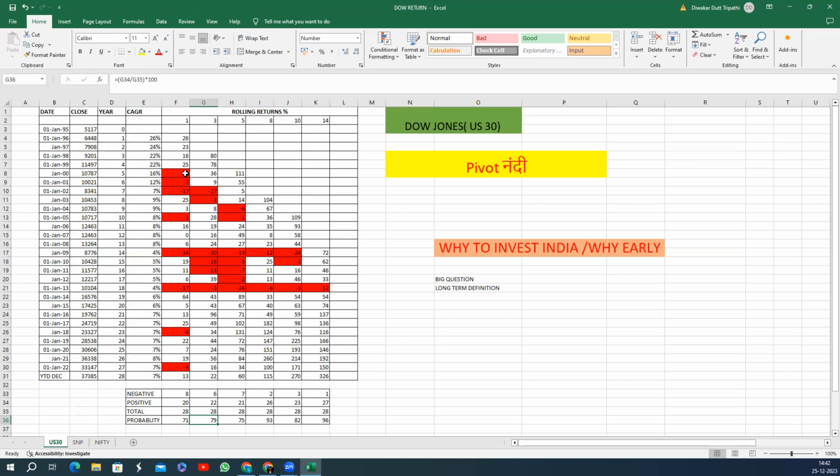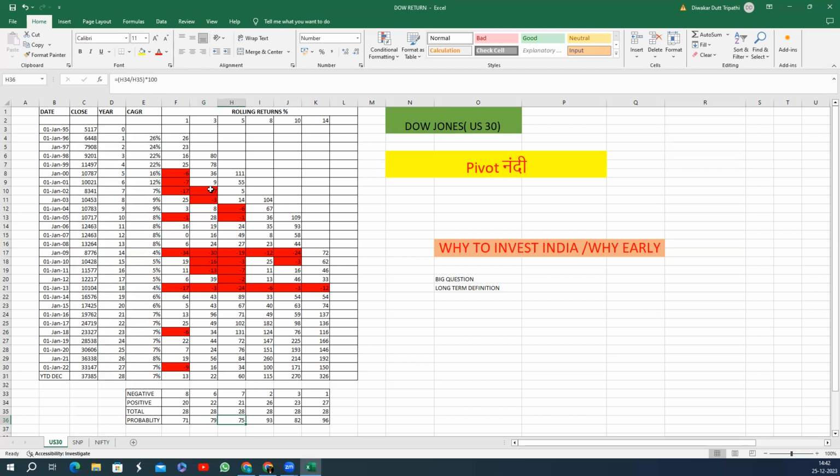At the same time, if somebody has invested for random 3 years, let us see how many negative returns are yielded. 1, 2, 3, 4, 5, 6. So you can see that 22 times the market has given positive returns out of 28 times, and 6 times it was negative. So how much probability is there? Almost 79%, 80% probability that we may get positive returns if we remain invested for 3 years.